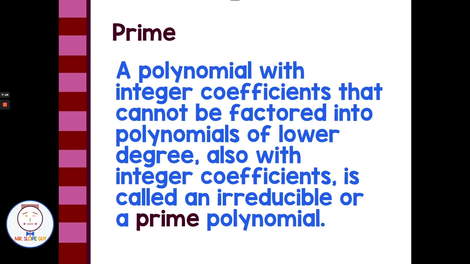Now there's something called prime. So a polynomial with integer coefficients that cannot be factored into polynomials of lower degree, also with integer coefficients, is called an irreducible or a prime polynomial. Meaning if we can't factor, if there's no factors that'll work and the only thing it's divisible by is 1, we would just write prime.